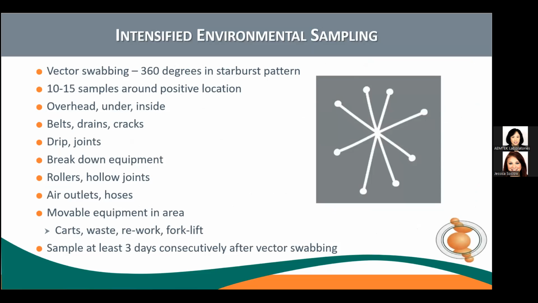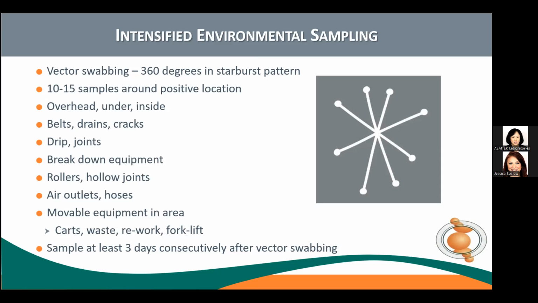So what do they mean by intensified environmental sampling? It typically means that when a positive is found, vector swabbing is conducted using a starburst pattern, so that the 360-degree, like 3-dimensional area around the site where the positive pathogen result was detected is covered. And if additional positives are found, the vector swabbing should be expanded to determine the extent of the contamination.